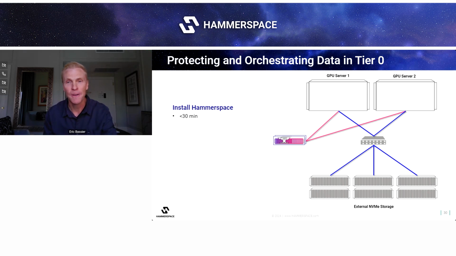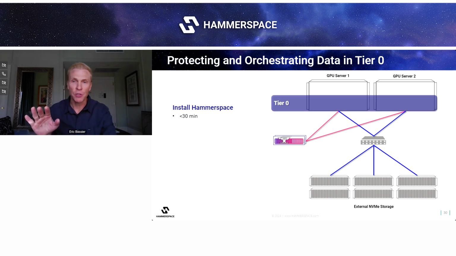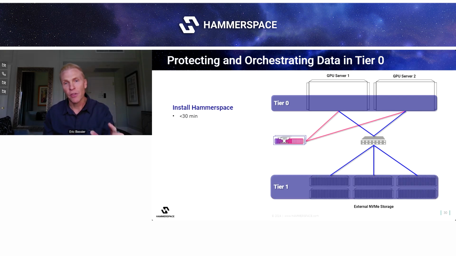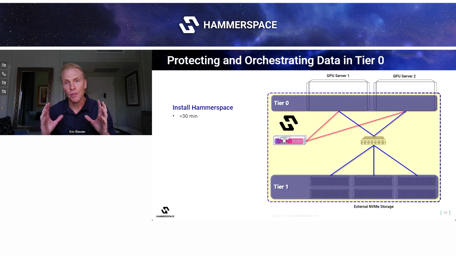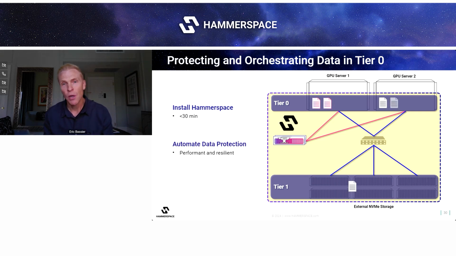It's just Linux. Now, let's say that the top, that's your tier 0. Let's say that the bottom, this is your tier 1. And this is a single global namespace. It is a single global file system. Once you have this architecture in place, now Hammerspace can do some really amazing things. We can automate the data protection.